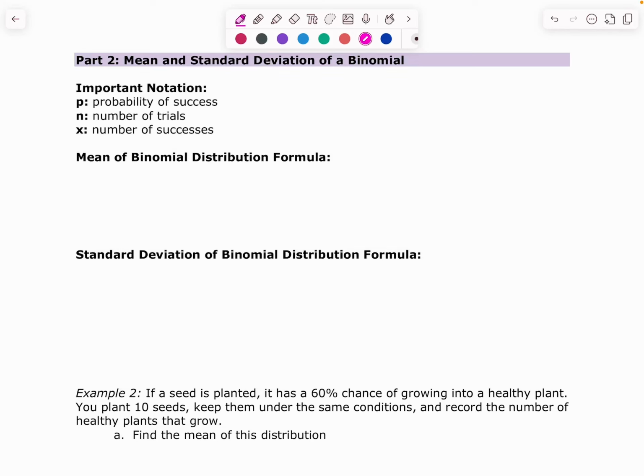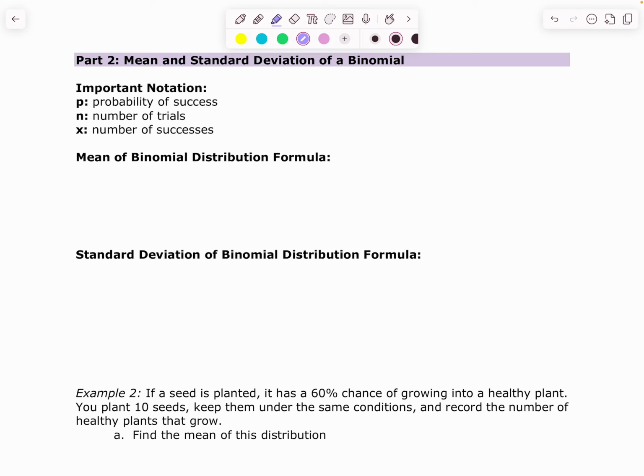All right, now we're going to look at how to calculate the mean and the standard deviation when we have a binomial distribution. Unlike a regular discrete probability distribution, the mean and standard deviation for binomials are much simpler to calculate. It works out really well. You can still use the same formulas, but it works out to these formulas that I'm going to give you here in a minute. But before I do that, I have some important notation to go through.